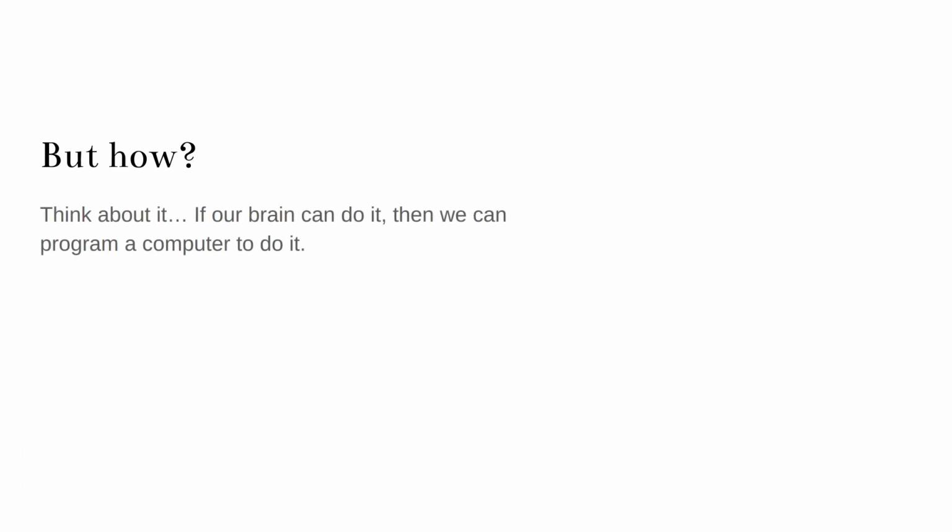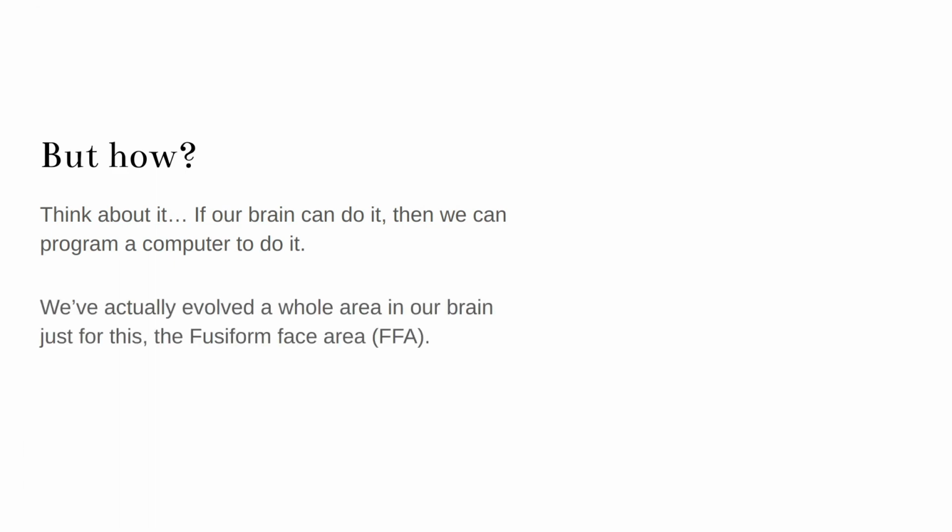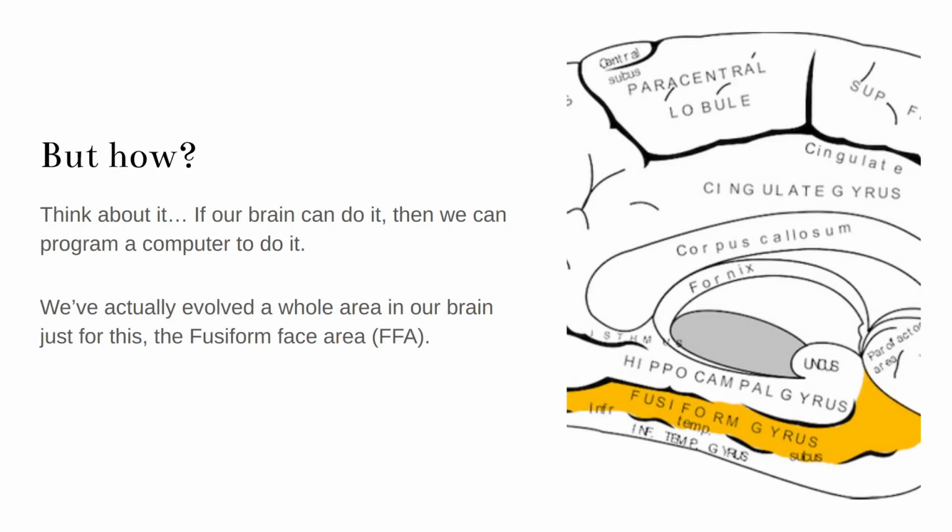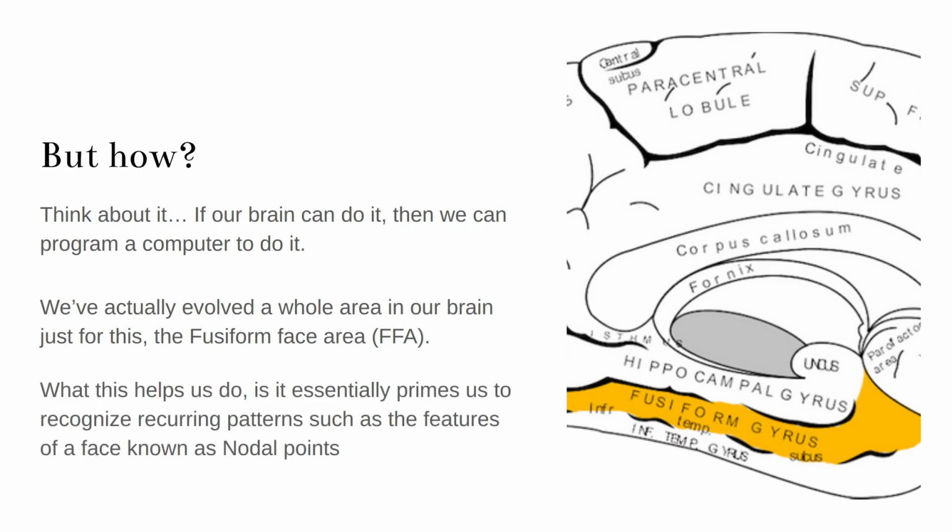Well, think about it. How do we do it? Perhaps if we understand how we accomplish this feat, we could replicate the same in our computers. We have evolved a whole area in our brain dedicated to recognizing faces, known as the fusiform face area. What this area essentially helps us do is recognize recurring patterns, such as some unique features of a face, and then compare them.